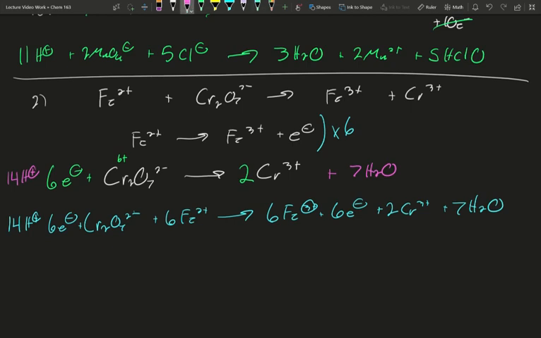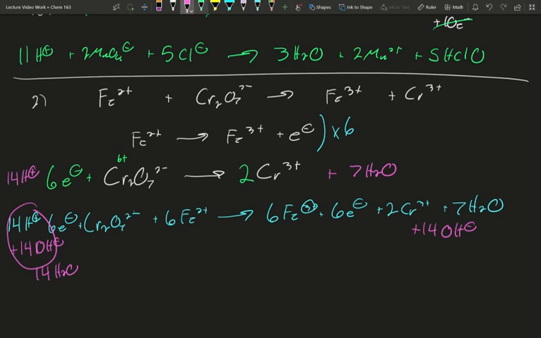And now we need to deal with the fact that it's in a basic solution. We don't really have the H+ around. Instead of H+ and water, we have water and hydroxide. So we're going to look at our H+. We're going to add that many hydroxides to both sides. So plus 14 OH- plus 14 OH-. This will convert these to 14 waters on the left and leave us with 14 hydroxide on the right.